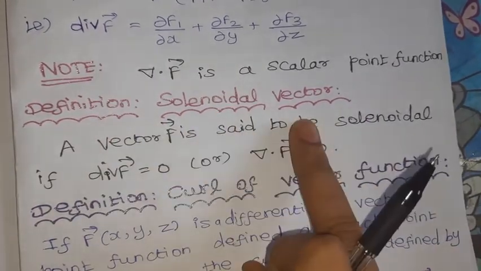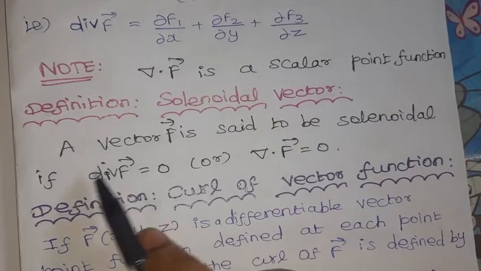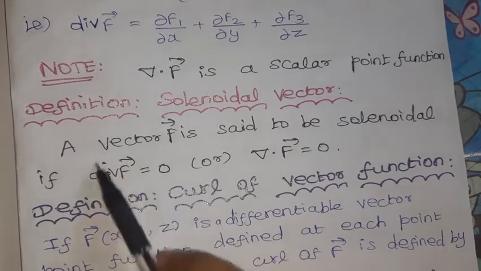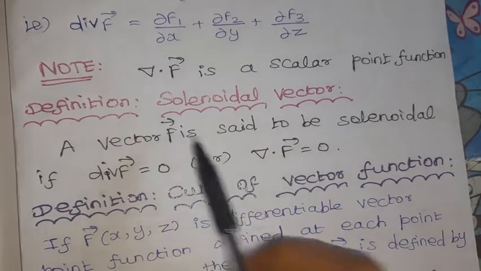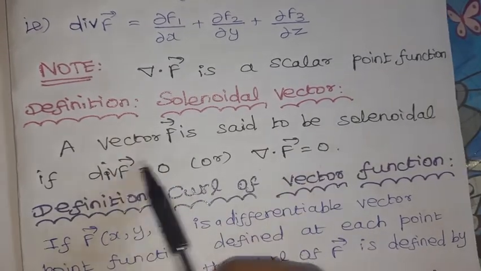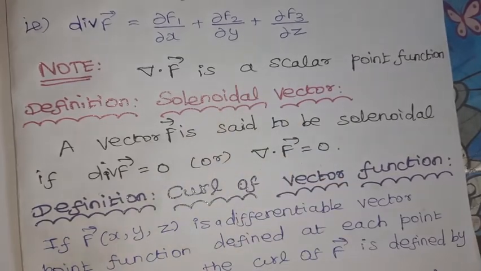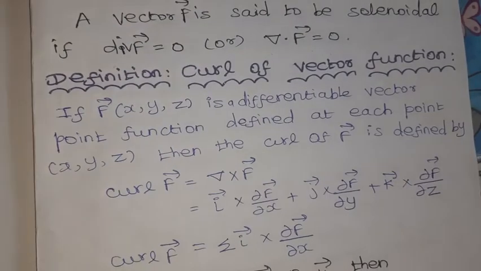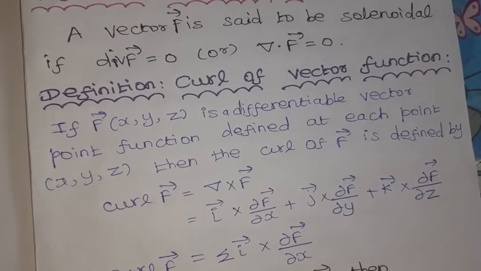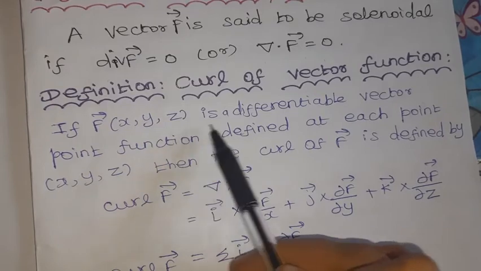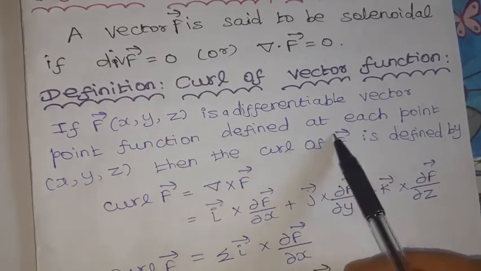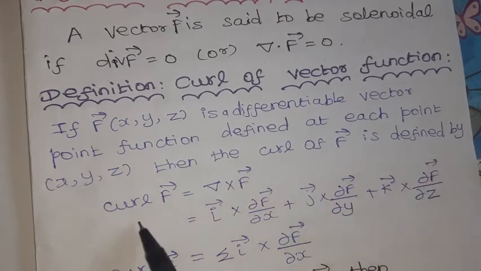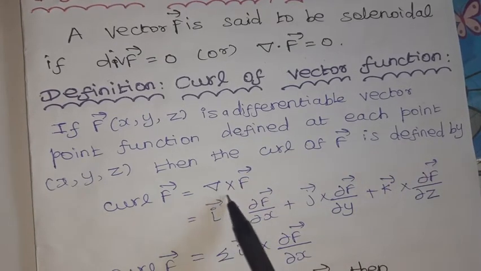Then definition: what is a solenoidal vector? A vector is said to be solenoidal if its divergence is equal to 0, or del dot f equal to 0. Then, what is the definition of the curl of a vector function? If f of x, y, z is a differentiable vector point function defined at each point x, y, z, then the curl of f is defined as curl of f equal to del cross f.